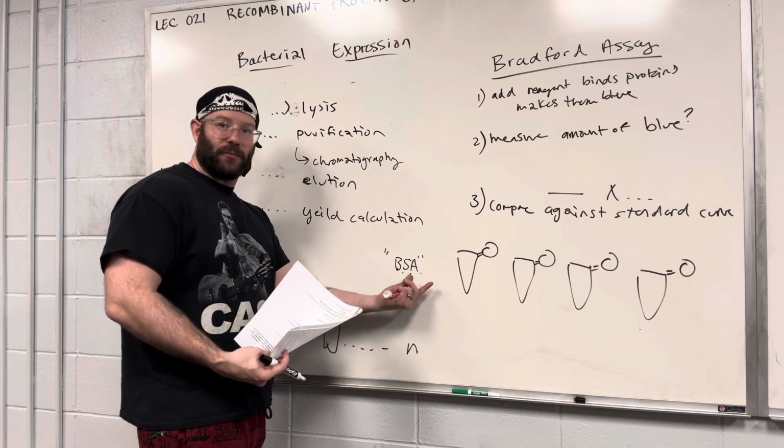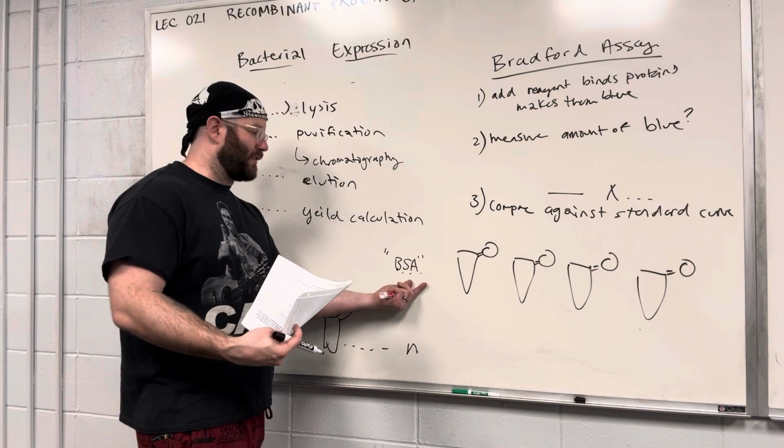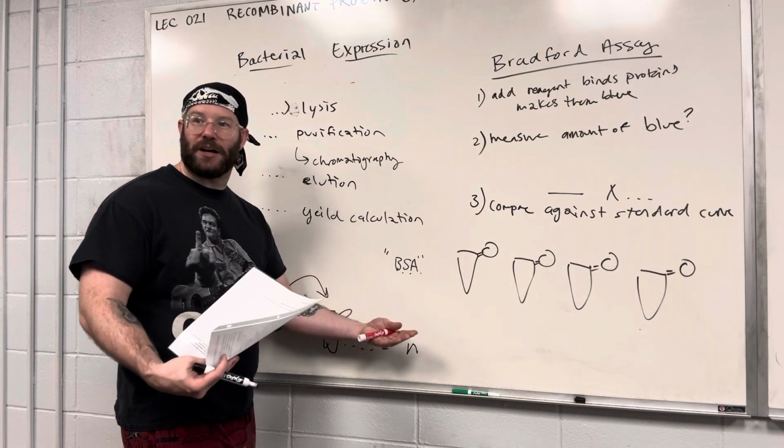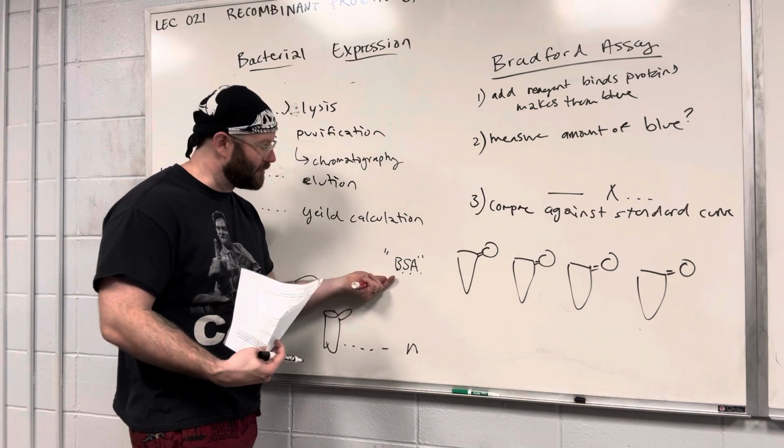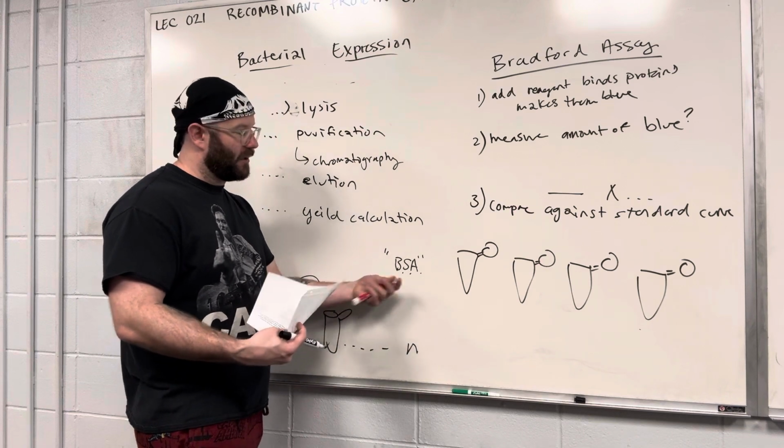Albumin is the most abundant protein in blood, so it's very easy to purify. You just collect cow blood and you can purify the most abundant protein, which is albumin. So BSA is very cheap, you can buy it.